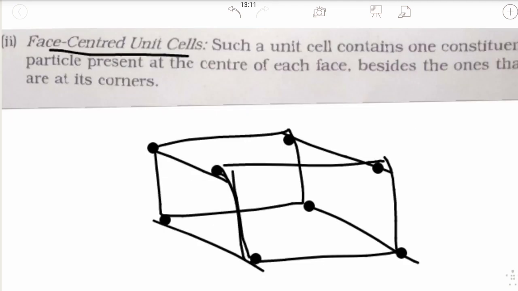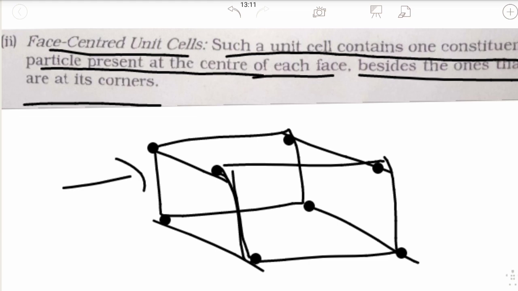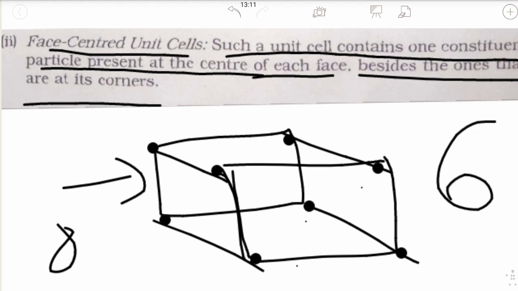Face centered unit cell, this is the second type of a centered unit cell. Such a unit cell contains one constituent particle present at the center of each face besides the ones at its corners. Okay, there are 8 lattice points at the corners. First we should know how many faces are present in the cube. There are 6 faces. 1, 2, 3, 4, 5, 6. We all know that there are 6 faces present in the cube.